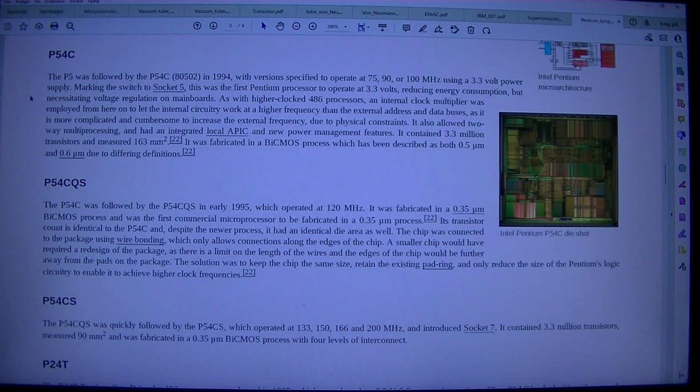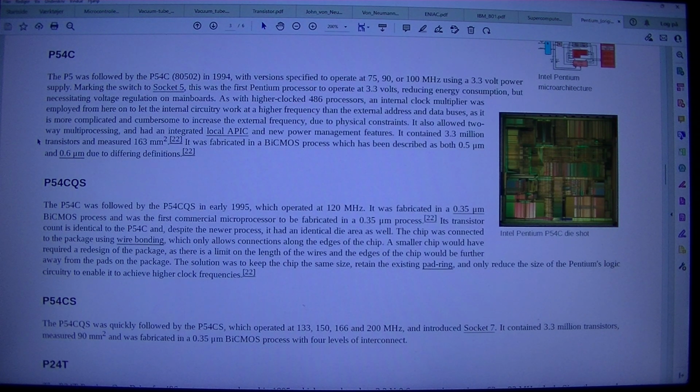As with higher clocked 486 processors, an internal clock multiplier was employed from here on to let the internal circuitry work at a higher frequency than the external address and data buses, as it is more complicated and cumbersome to increase the external frequency, due to physical constraints. It also allowed two-way multiprocessing, and had an integrated local APIC and new power management features.